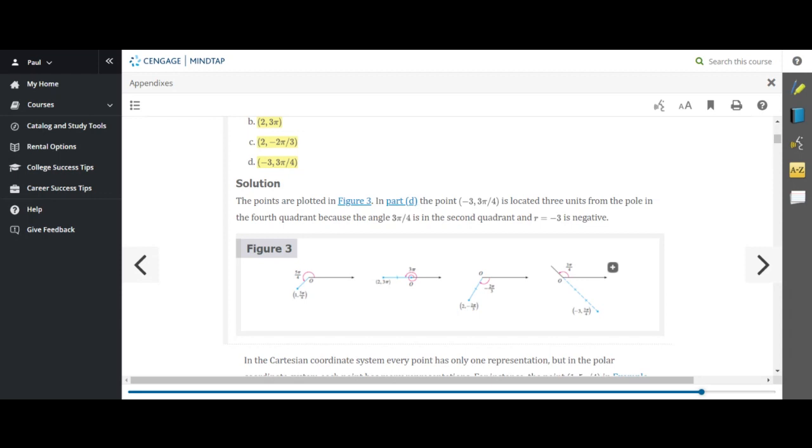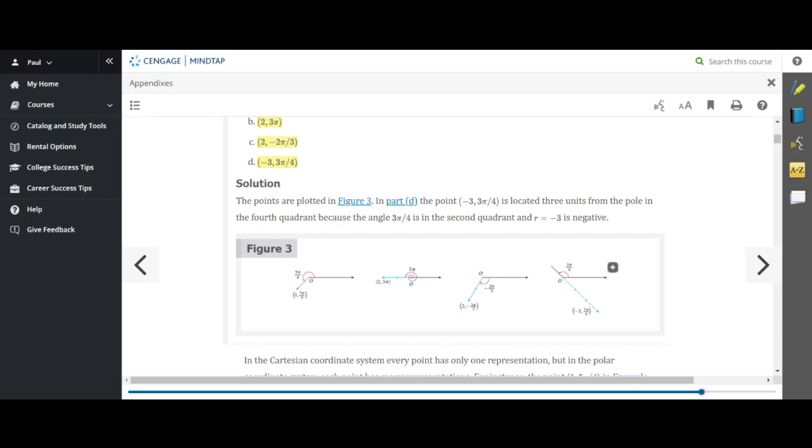For C, we have polar coordinate 2, comma, negative 2 pi over 3. Well, now 2 pi over 3 is 120 degrees. So negative 2 pi over 3 would be negative 120 degrees. And in the third picture, you know how to deal with negative angles. Instead of going counterclockwise, you go clockwise. So you go clockwise 120 degrees, and then you move forward a radius of 2.